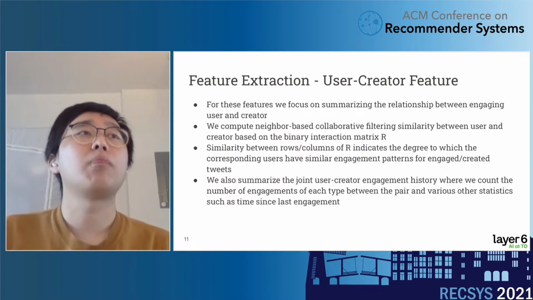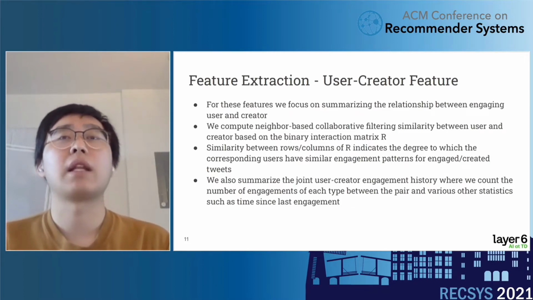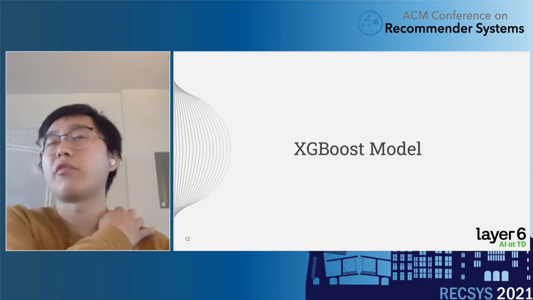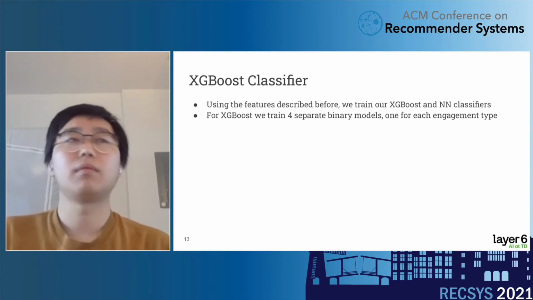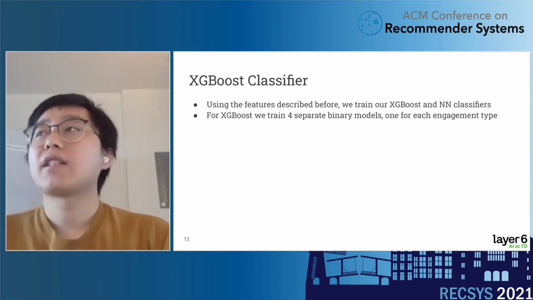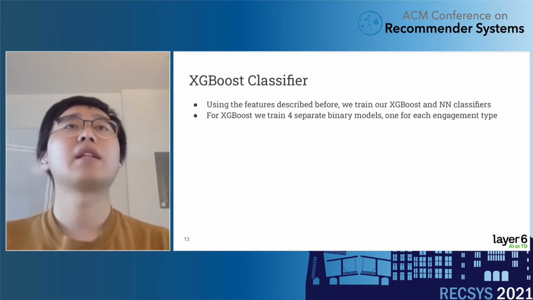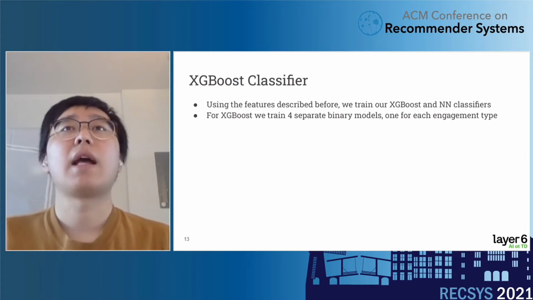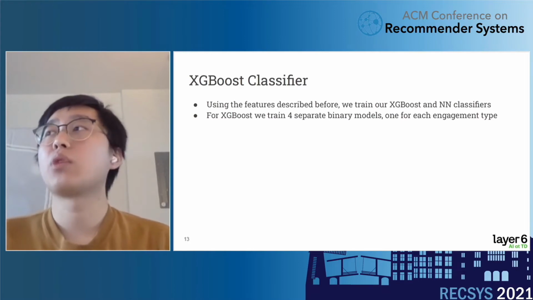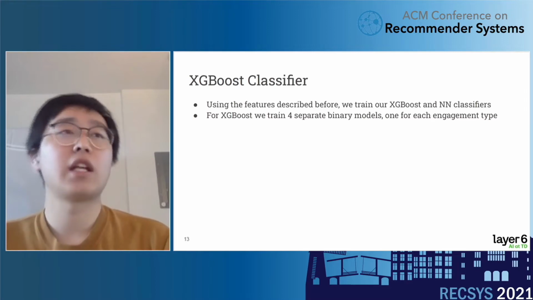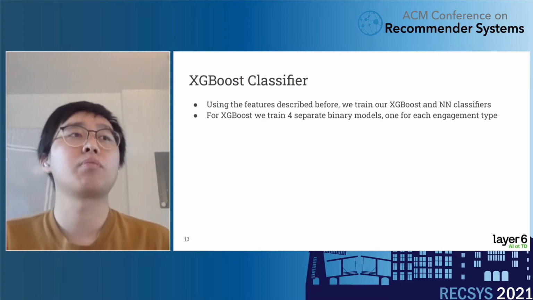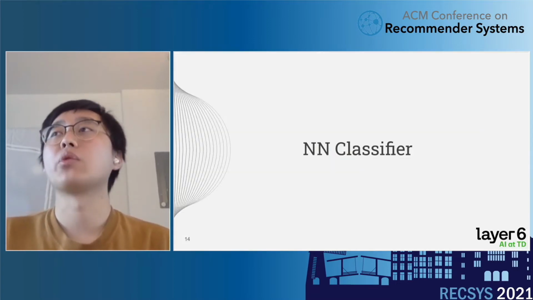So in total, we have 4 different groups of features that I just introduced, and we use a total of 443 features for this challenge. Next, I will get into the first model in our pipeline, which is the XGBoost model. The XGBoost classifier is actually pretty simple. We basically feed the features described above, which is 4 different feature groups including 443 different features, and then we train our XGBoost classifier. For XGBoost, we train 4 separate binary models, one corresponding to each engagement type. Then during inference, we run them one by one. So this is our XGBoost classifier, basically feeding features into 4 different XGBoost models. Next, I will introduce the NN classifier we used for this challenge.